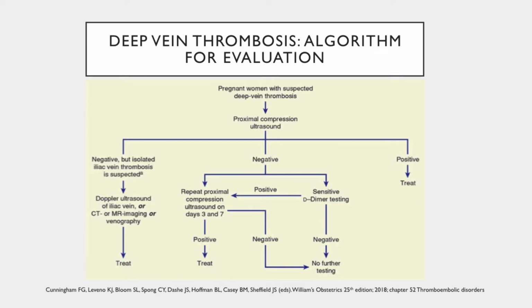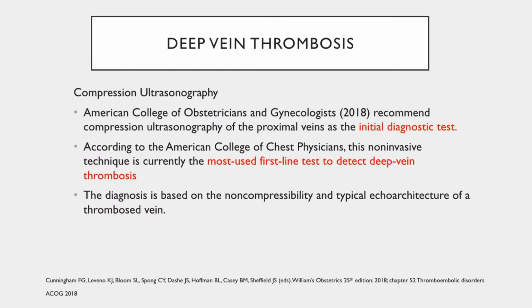If the D-dimer testing is negative, then no further testing is needed. If the proximal compression ultrasound is negative but isolated iliac vein thrombosis is suspected, then we can do Doppler ultrasound of the iliac vein or do CT or MRI or venography. The ACOG recommends compression ultrasonography of the proximal veins as the initial diagnostic test.